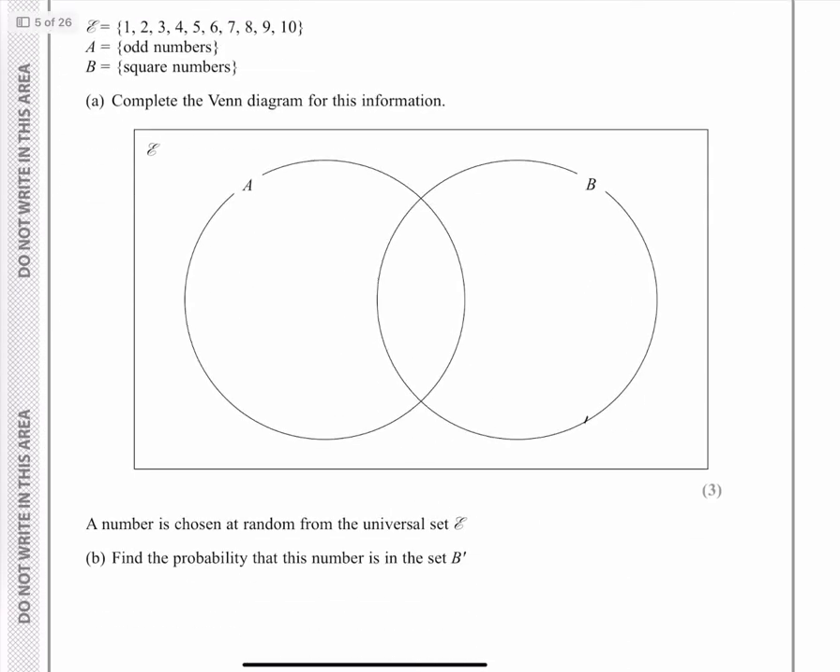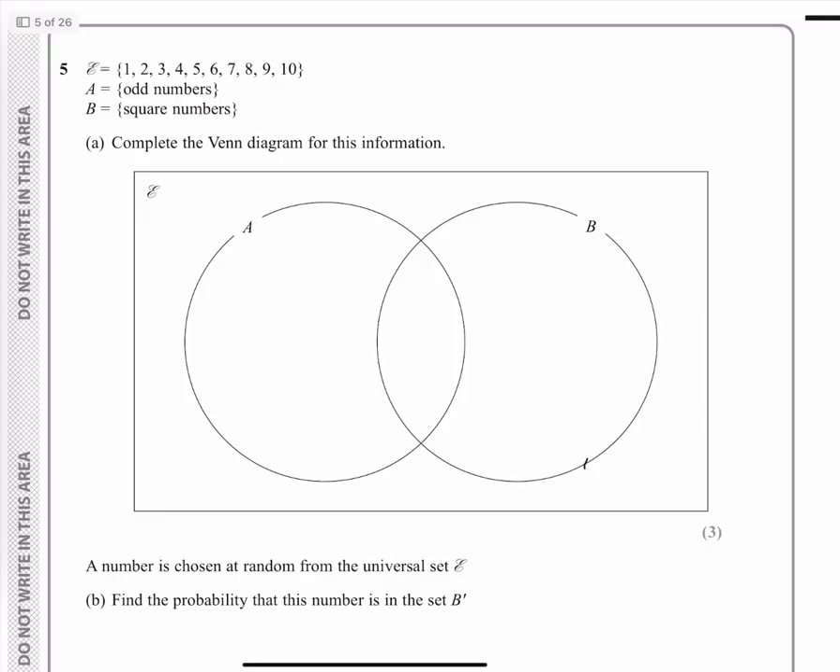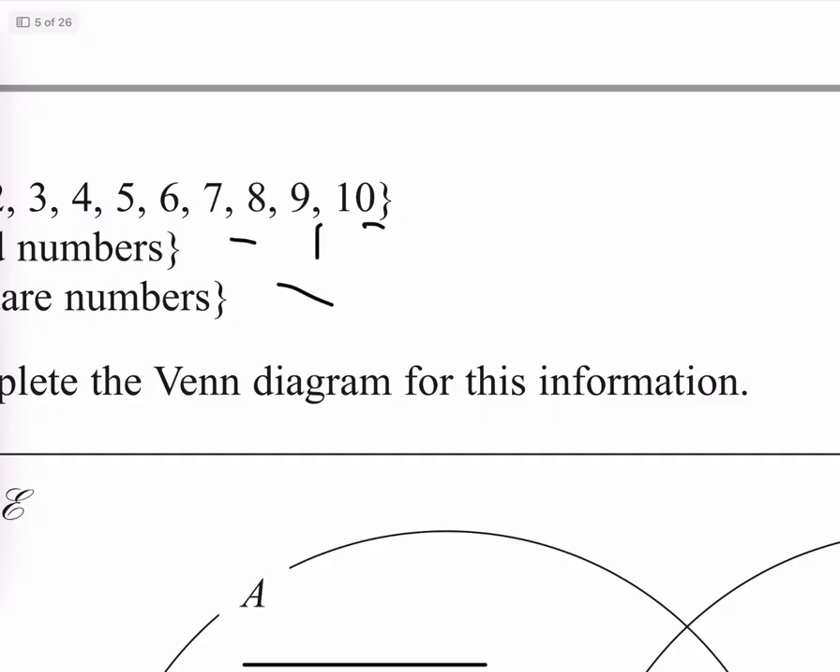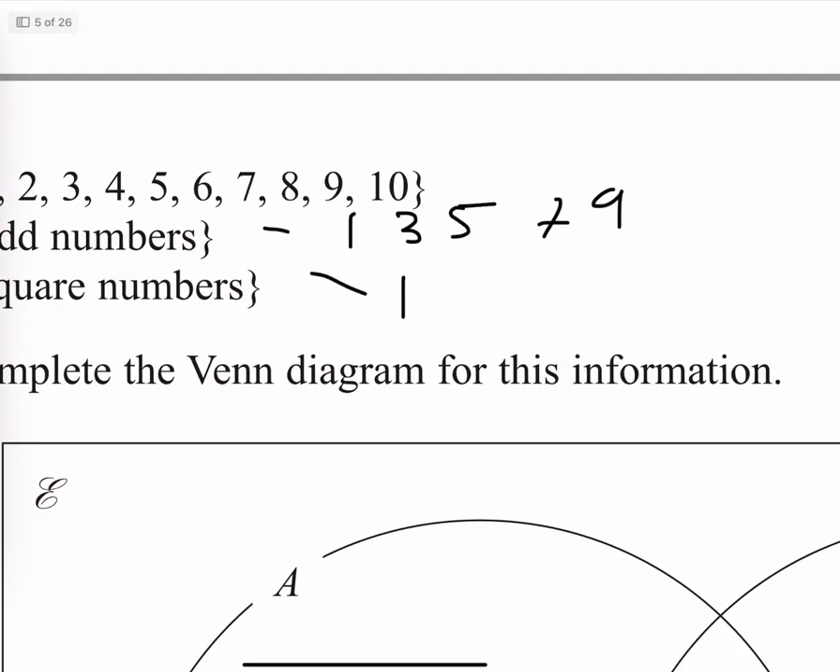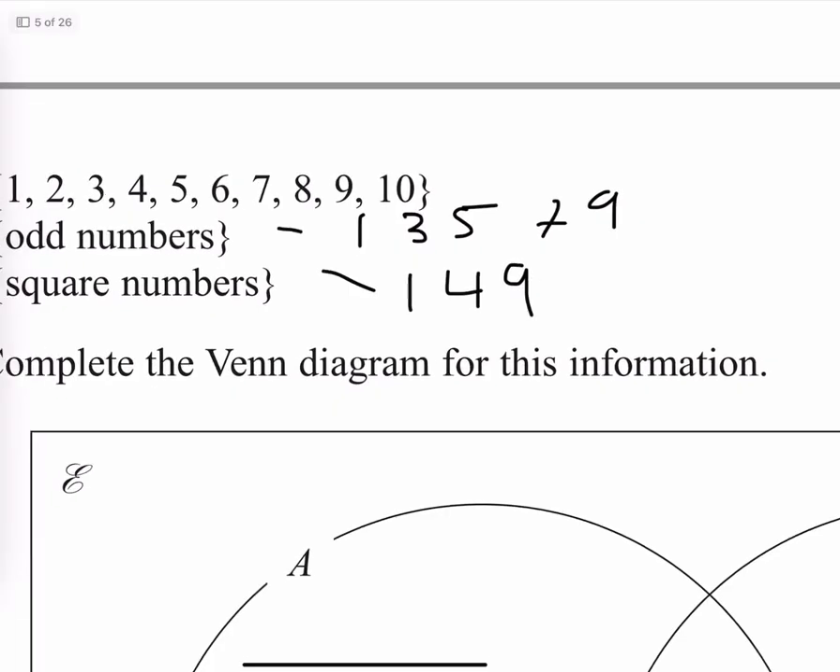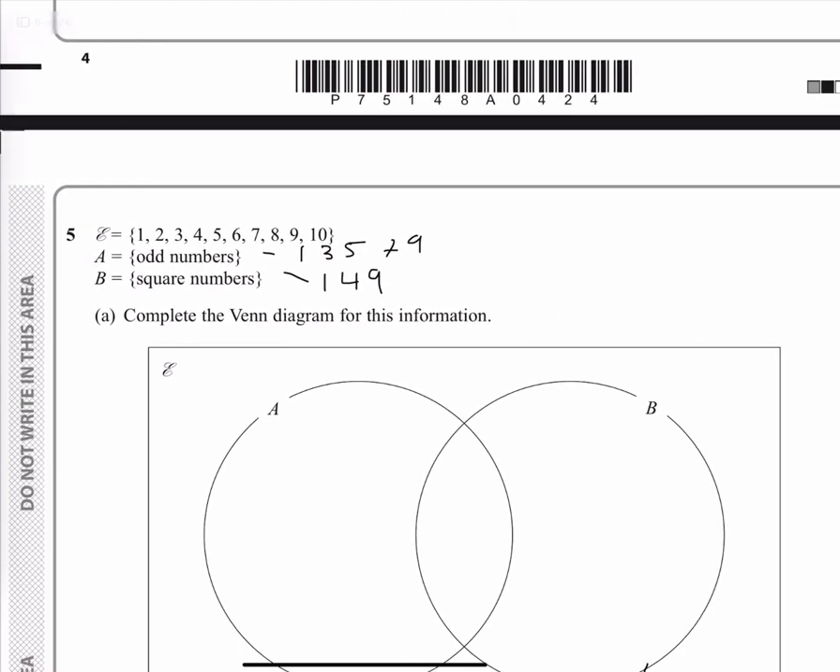Okay, how do we want to do this? Okay. So let's write out what A and B are in. So we'd have 1, 3, 5, 7, and 9. And for square numbers, we'd have 1, 4, and 9. Yes? 1 squared, 2 squared, 3 squared. So what's in the middle? Well, that's just all of them.